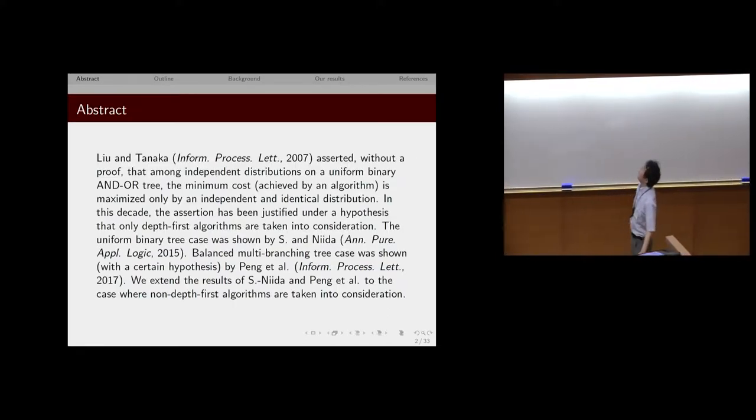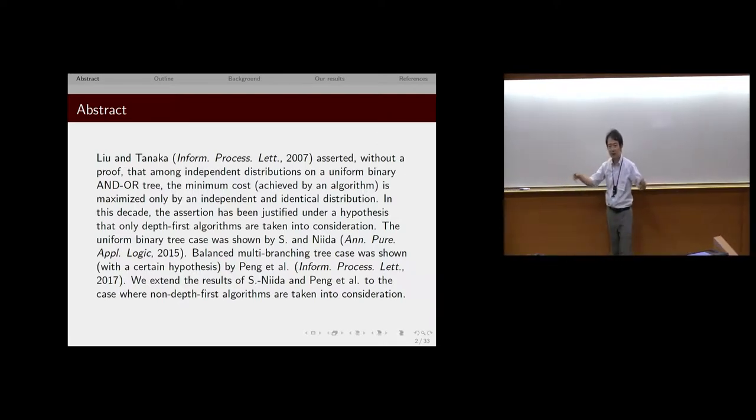This is the abstract. In the paper of 2007, Liu and Tanaka asserted that among independent distributions on uniform binary AND/OR trees, the minimum cost is maximized only by an independent and identical distribution, where later we show a diagram.